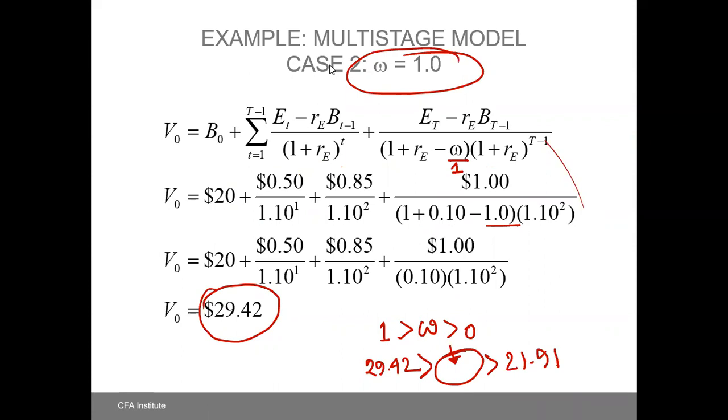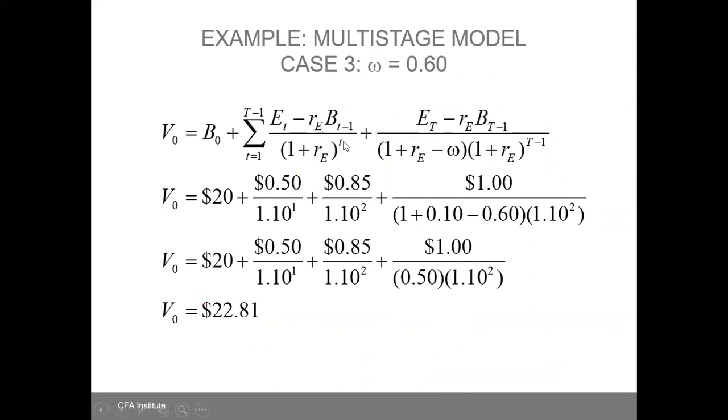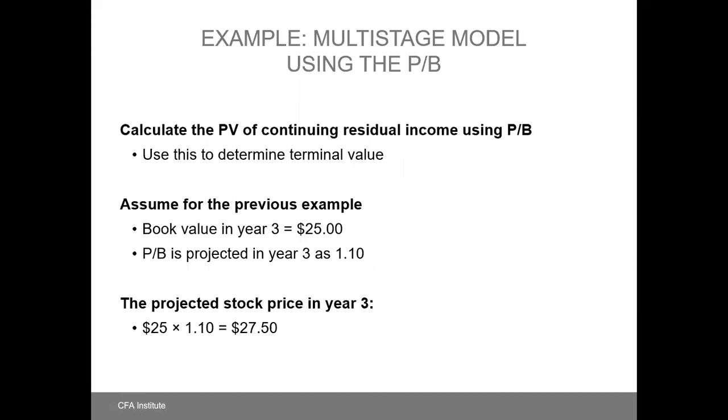So this is the final case, when omega is 0.60. You see that the value is 22.81. Okay. So instead of calculating the value in this way, you might have a value in the final year like this, which is more like the terminal value we calculated using the multiple.